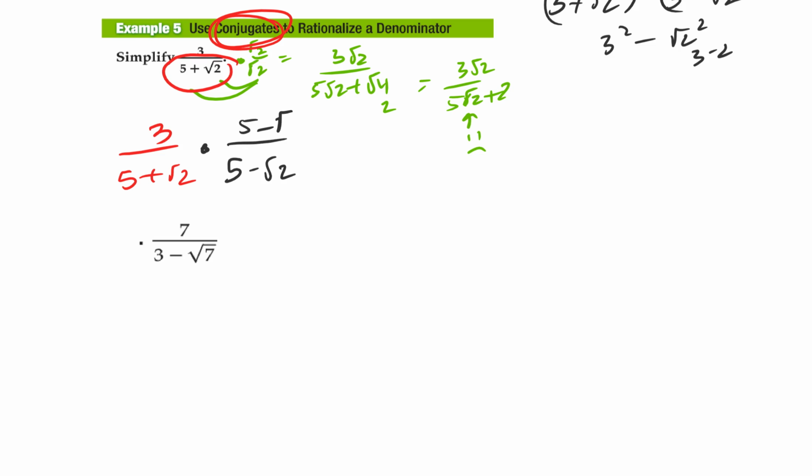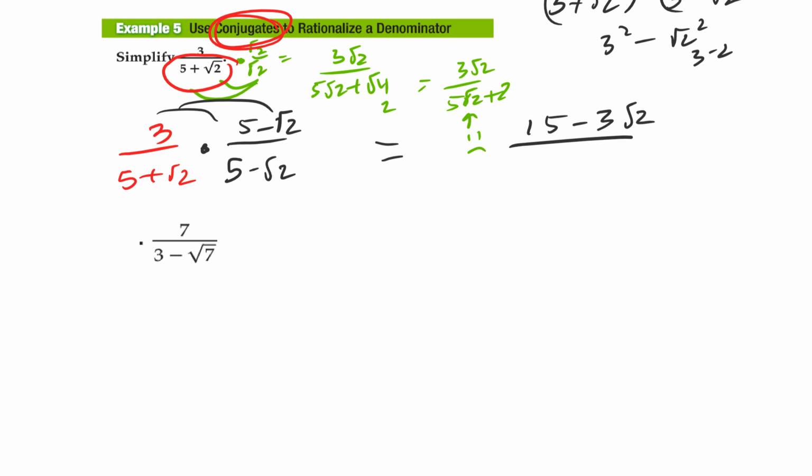5 minus rad 2. On top you distribute, so you're going to get 15 minus, now remember the way it multiplies, that's a radical, that's not, so it's just 3 in front. 3 rad 2. Right, it does not go inside the radical, unless it's a radical.